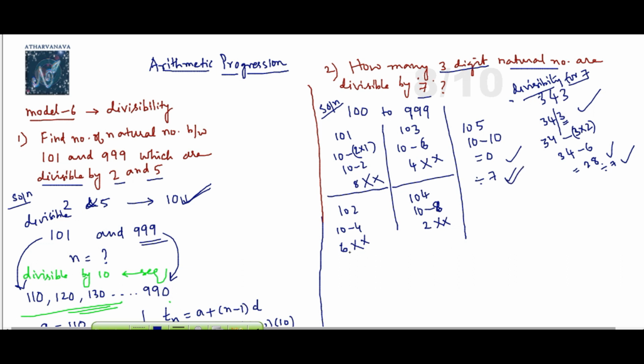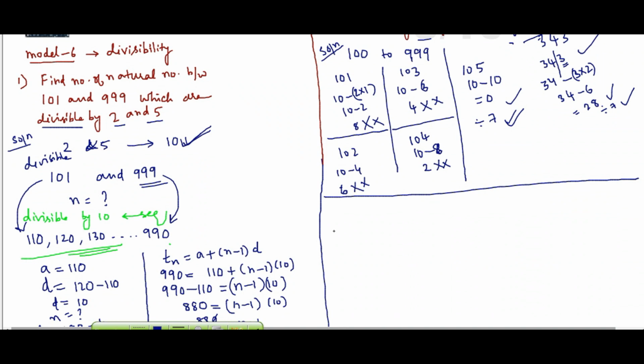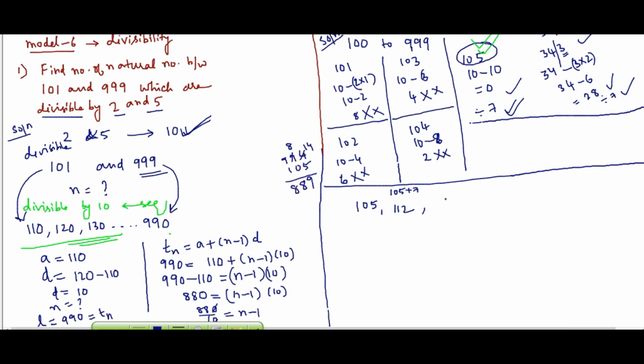Okay. So let us start the process now. We need to write the sequence. So 105 is my first term. Obviously I should add 105 plus 7 which will become 112, the second term, and so on. We need to find the last term.